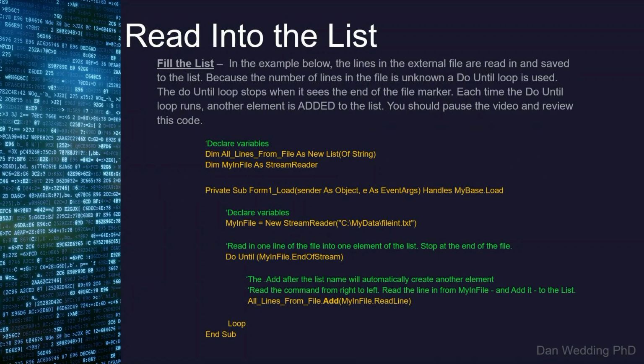In the example below, the lines in the external file are read in and saved to the list. Because the number of lines in the file is unknown, a do-until loop is used. The do-until loop stops when it sees the end of file marker. Each time the do-until loop runs, another element is added to the list. You should pause the video and review this code.